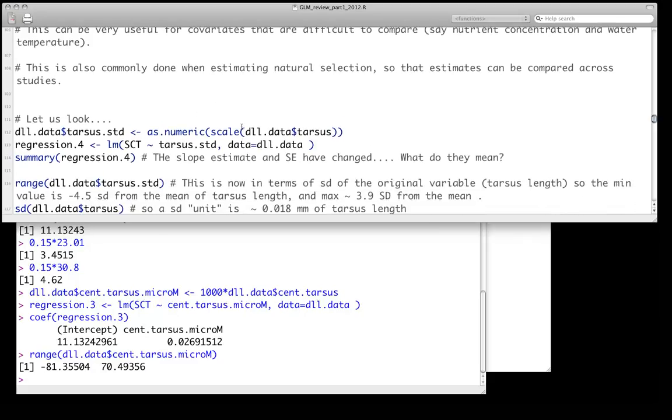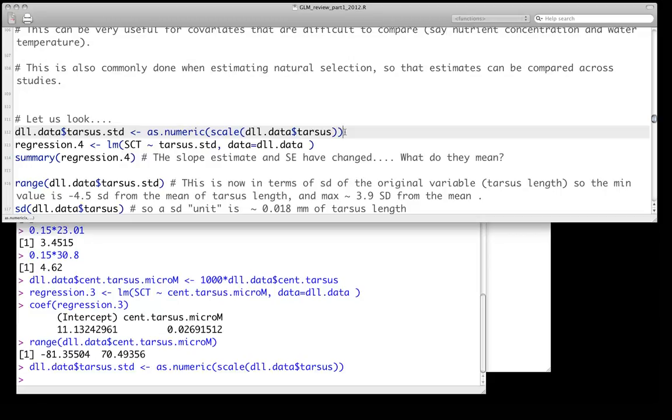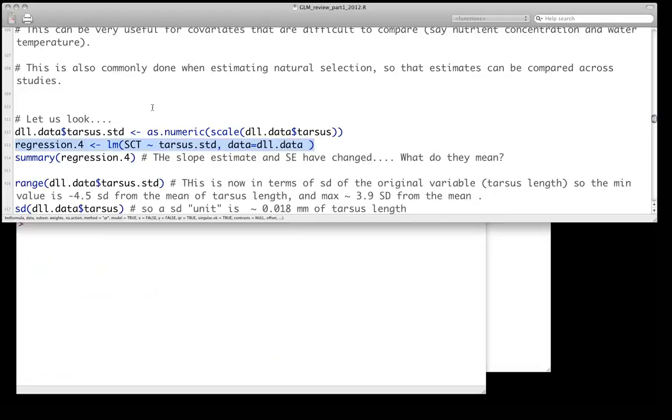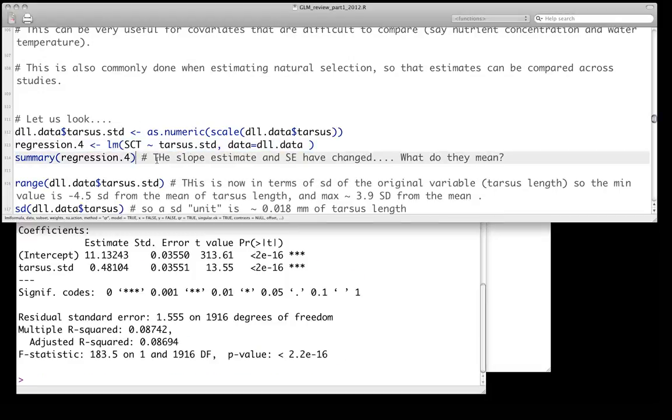We're going to scale this, and we'll just use the scale function here. So we're just saying tarsus.std for standardize as numeric. I'm not sure if that's actually necessary anymore to do the as numeric, but just scaling it. And like I said, the default is for it to both center and to standardize by, or scale by, the standard deviation. So we run that, and then we'll run regression.4, is the name of this one. And this will actually change the estimates here, and so this is important to take a look at. So here is the summary.